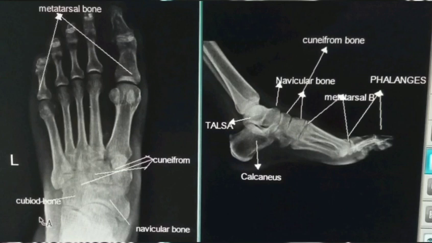Here we have an anterior to posterior view of the left foot. The foot is divided into the forefoot, midfoot, and hindfoot. The forefoot is made up of the metatarsal bones and the phalanges. The midfoot is made up of the navicular bone, the cuboid bone, and the three cuneiform bones. The hindfoot is made up of the talus and the calcaneus. Here we can see the foot both medially and laterally.